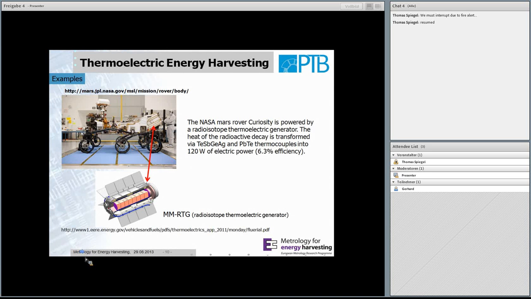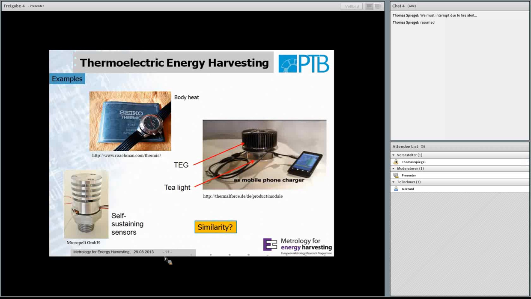Produce a power of 120 watt and has an efficiency of about 6.3% by using these materials here, lead telluride and a combination of lead and antimonite, germanium and silver. But it's not necessary to go into space. You find also applications in the near environment. For instance, here such a watch by using the body heat. Don't ask what happened if you have a hot summer. Maybe the owner of this watch has another watch to use.